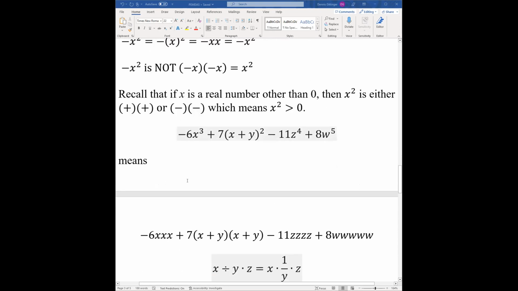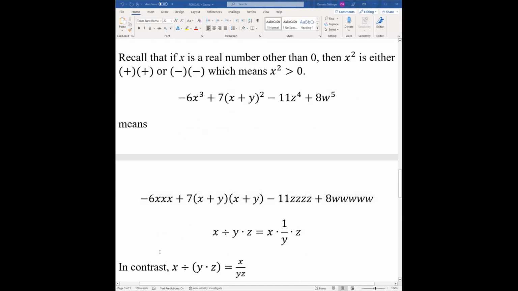Oh, a little bit more, just throw some stuff out there for you. Minus 6x cubed means minus 6xxx. 7 times the quantity x plus y squared: you do not multiply 7 times x plus y and then square that. No, this is 7 times the square of x plus y. Minus 11z to the 4th is that, then 8w to the 5th is that.